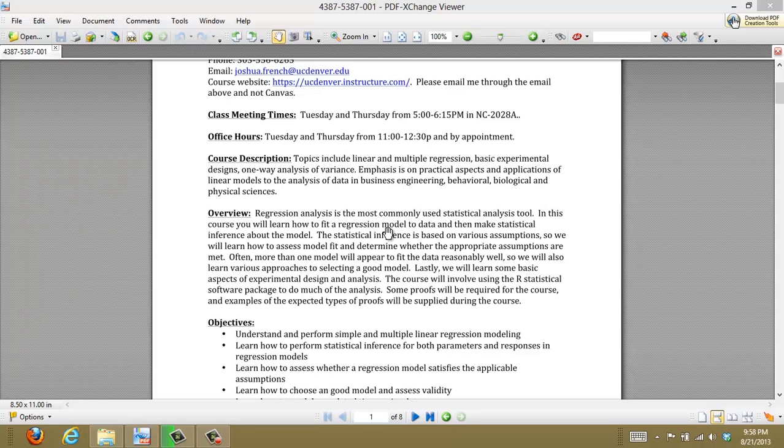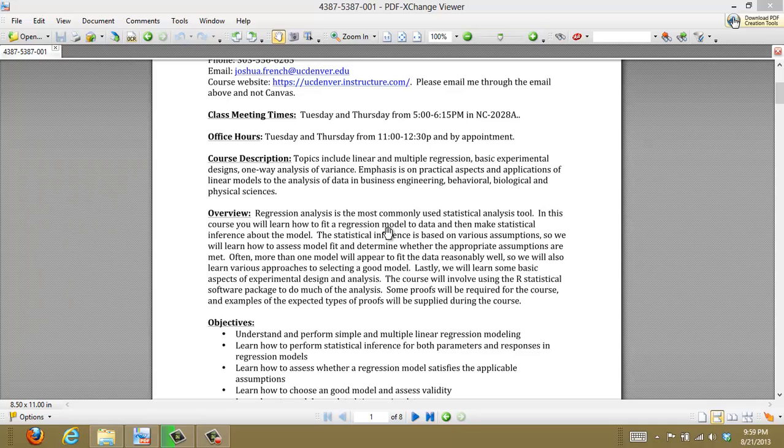If I had to describe this course in my own words, I'd really say that what we're going to be doing is learning how to fit regression models. Anytime you do statistical analysis, you're going to be making statistical inference about parameters and making predictions and things of that nature. So we'll learn how to fit the models, then how to make inferences about various aspects of the model. Statistical inference is always based on some sort of assumptions. So for the most common types of statistical inference, we'll learn the appropriate assumptions that you need to check, how to check them, and how to assess whether the assumptions have been satisfied by our model.